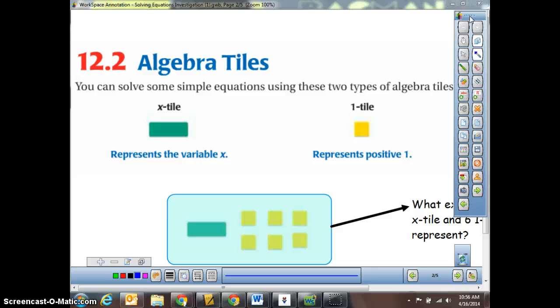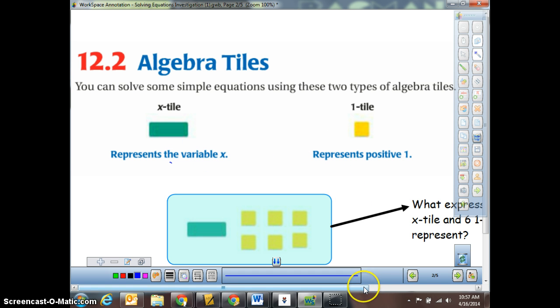This one over here, that happens to be the bigger one, is considered an x. It's x long and 1 wide, so 1 times x equals x, so this is going to be an x. This happens to be our 1 tile. It's a 1 by 1, so this just represents the number 1, and a positive 1 at that. This is a positive x.